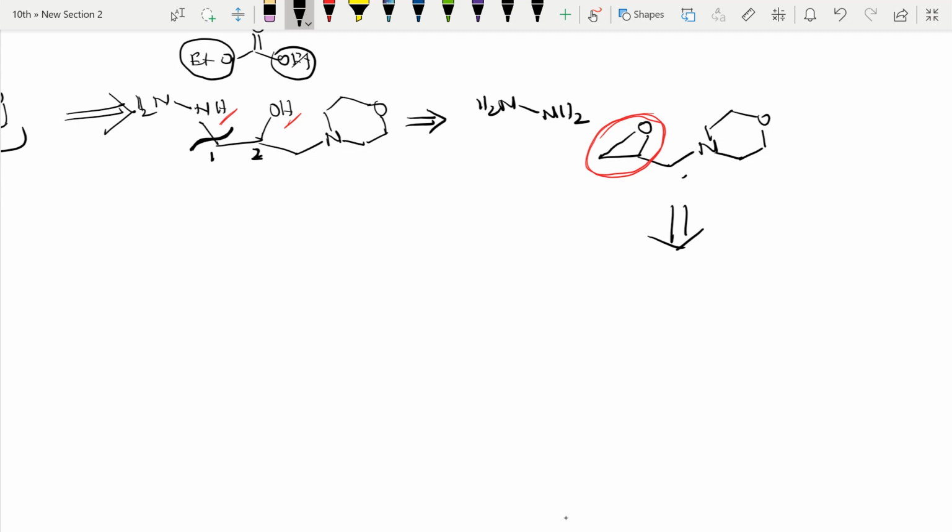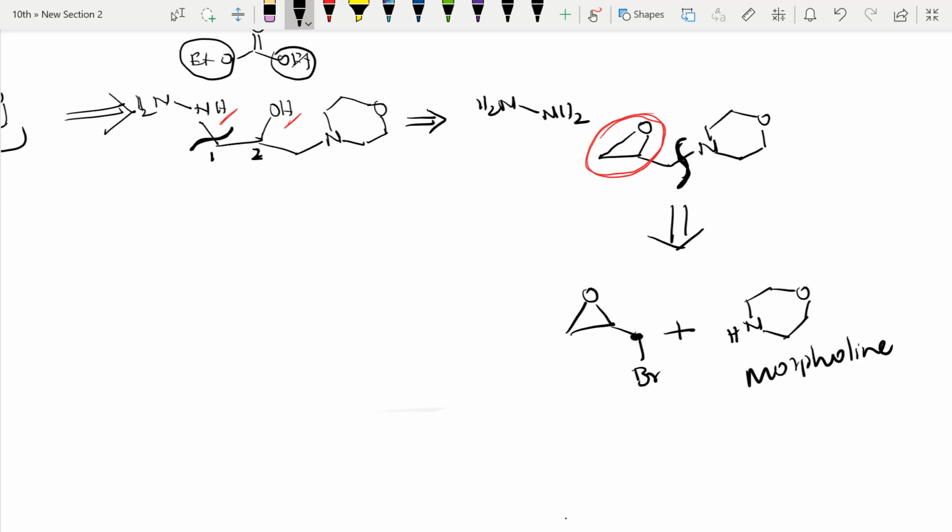We can disconnect here. See here nitrogen is there, and I can disconnect here. If I disconnect here, I'll get the epoxide here, and here carbon gets positive charge, so I'll add bromine, because once bromine leaves the system, this carbon gets positive charge. And on one more side, instead of a negative charge I can add a proton there. So this is nothing but morpholine. I hope you got the retrosynthesis.